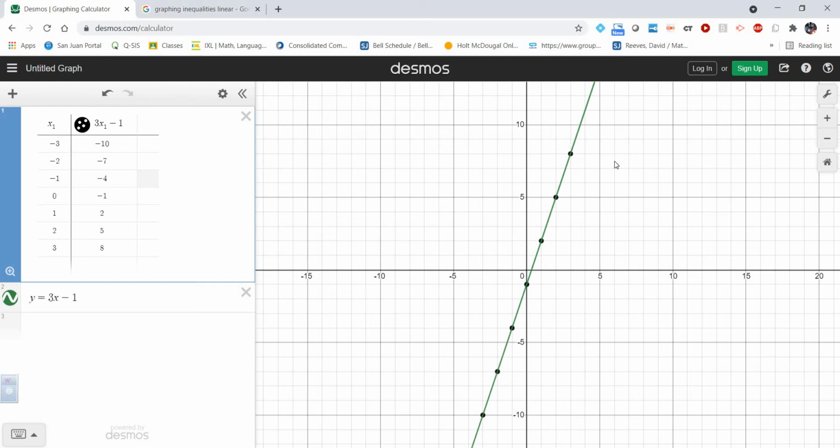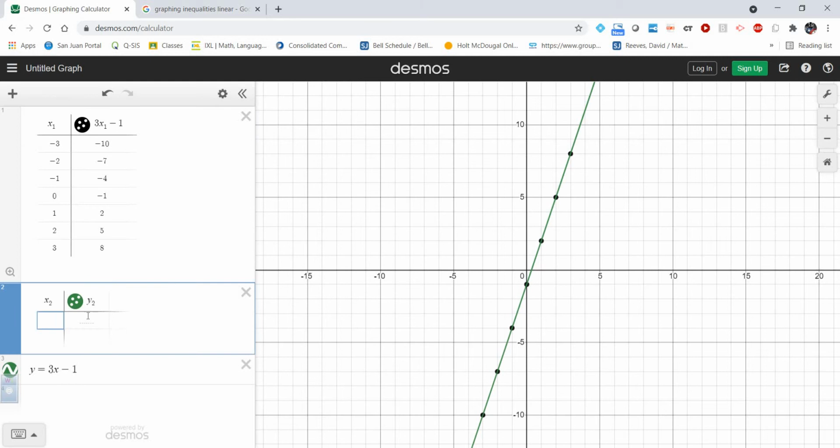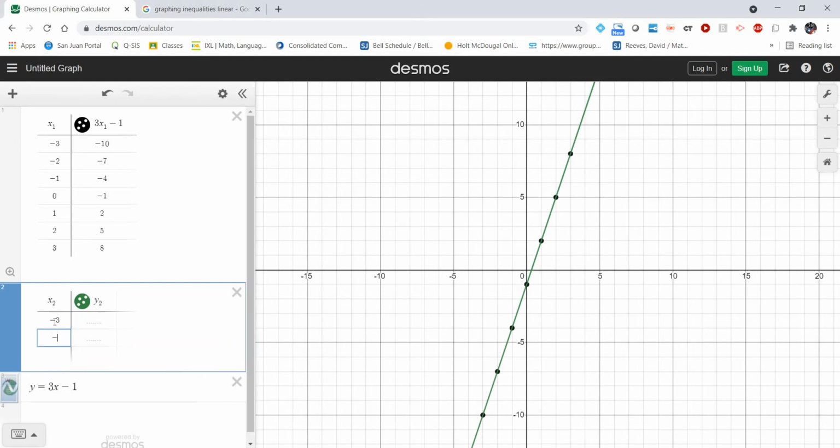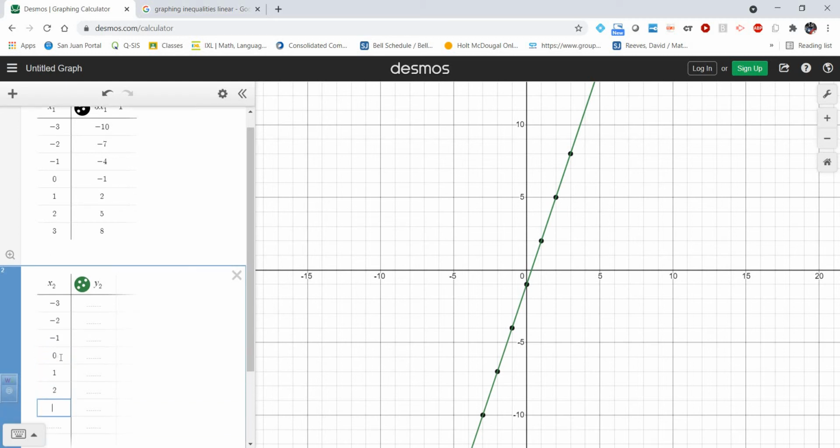But what if instead I wanted the values that were less than that? What if I wanted the y values to be less than 3x minus 1? Let me do this. Let's make a table, and let's populate it with those same x values. So -3, -2, -1, 0, 1, 2, 3.